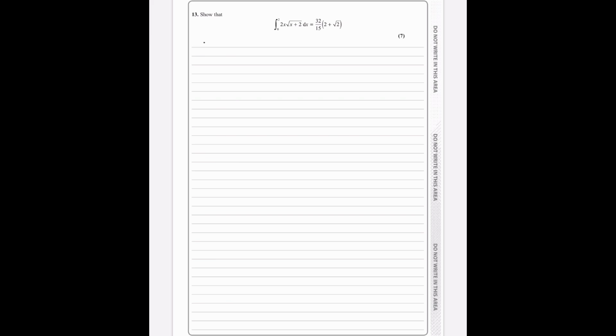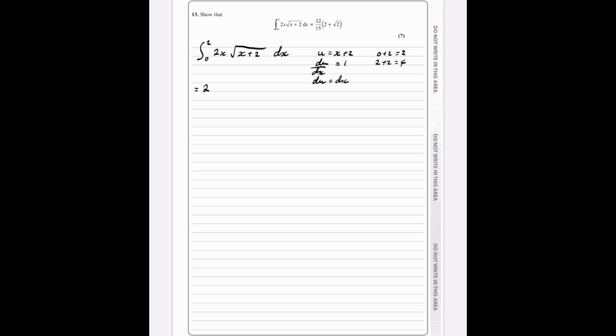Question number 13. So this is an integration question. So I'm going to use a substitution. Putting the substitution u equals x plus 2 essentially puts the u under the square root, which is easier to integrate perhaps. Differentiating u, we get 1, so we can replace du with dx. I'm going to run the two values 0 and 2 through the substitution to get two new values, 2 and 4.